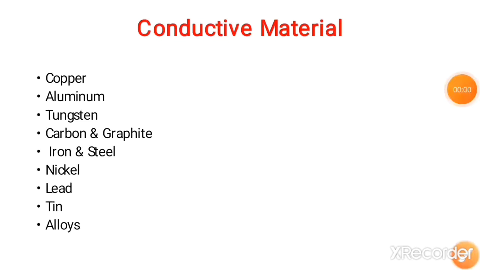Next point is conductive material. There are various types of conductive material. Firstly, we will see copper. Copper is used in various electrical applications. Pure annealed copper is used for winding of electrical machines. So firstly, we will see what the annealing process is.